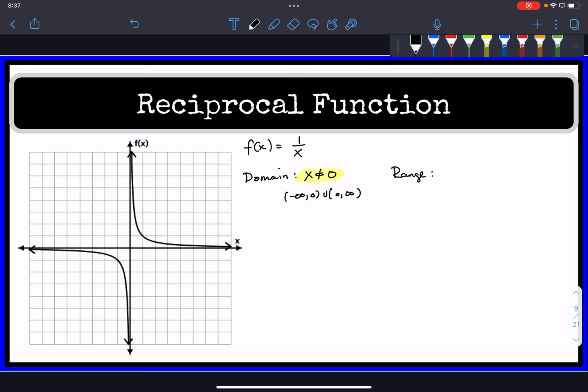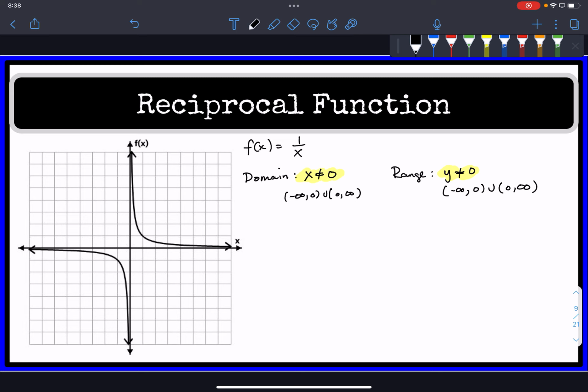So just like our domain, our range is going to be all values of y except for 0, which means that y would be all of the values from negative infinity to 0 and then from 0 to positive infinity. But using this notation makes it a lot easier to write instead of writing that long interval.